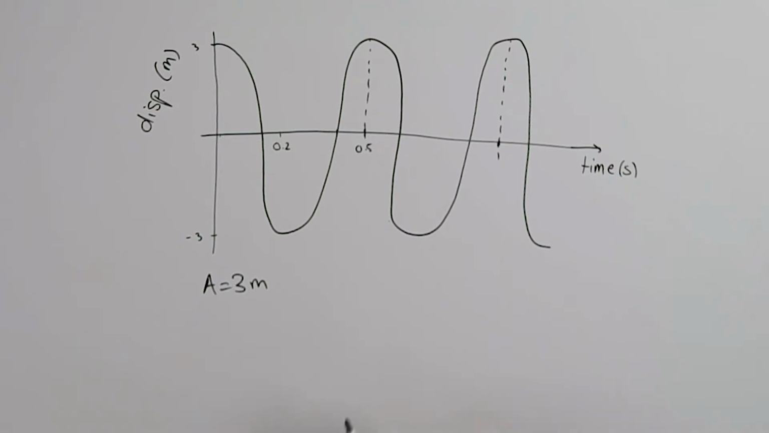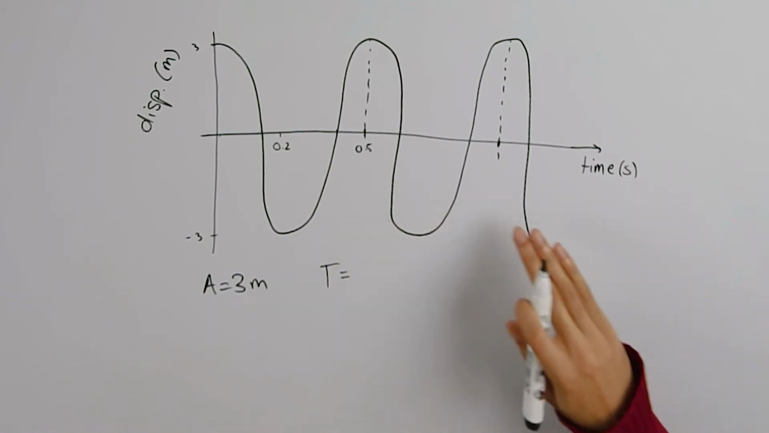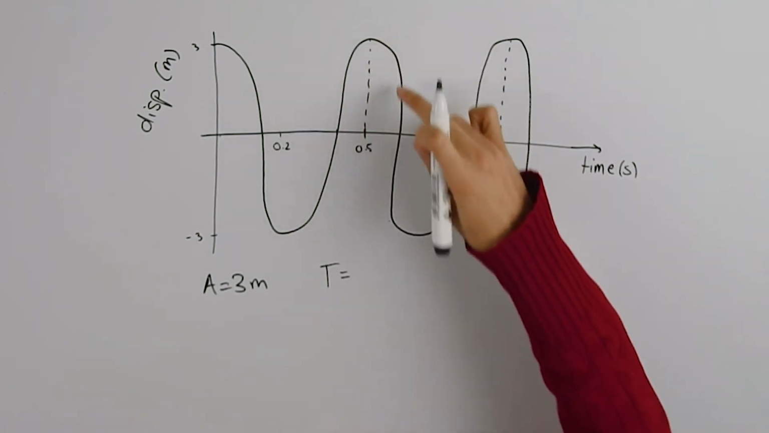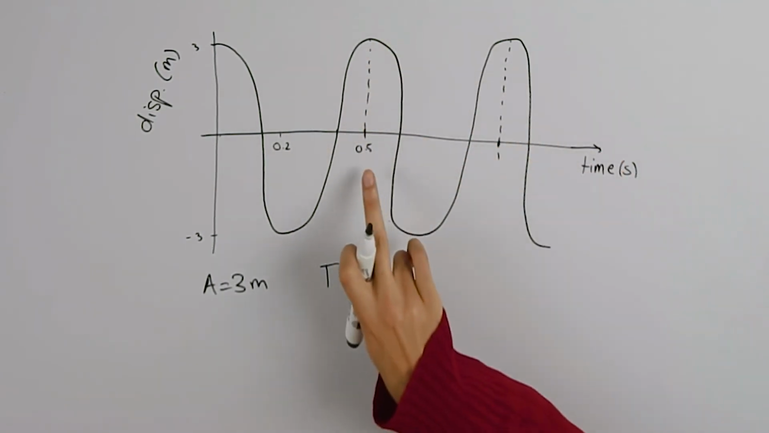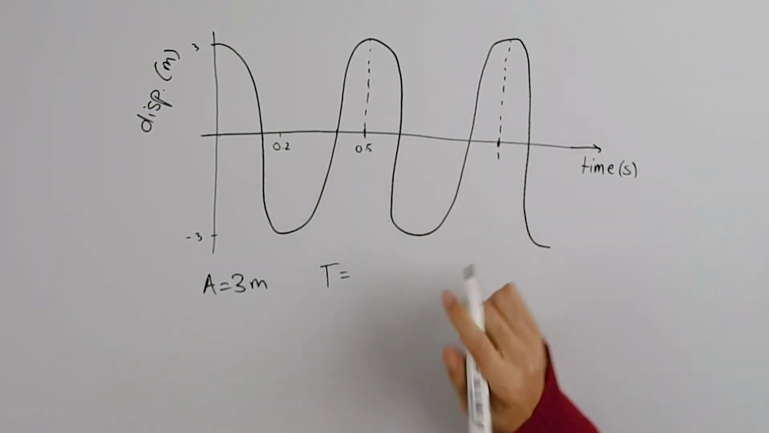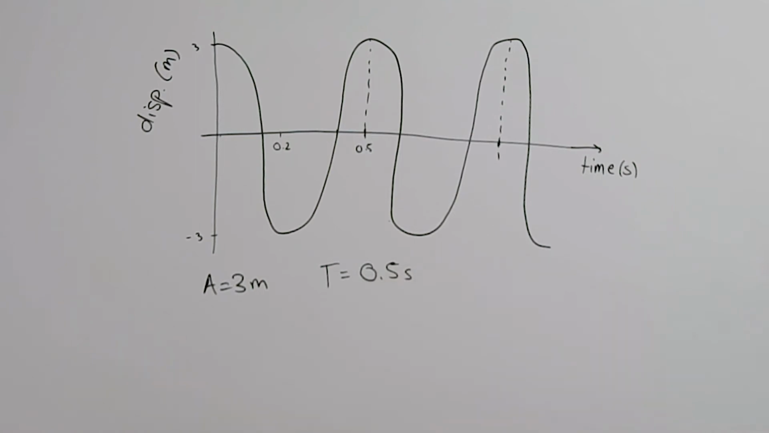The next part of the question is to find the period. So the period is the time taken for one wave cycle. If you look at our x-axis here, it is given in time, so we can actually measure the period straight from the graph, which is the time taken for one cycle. So we can see one cycle, which is from a crest to the next crest, is 0.5 seconds. So we're going to write that down as 0.5 seconds.